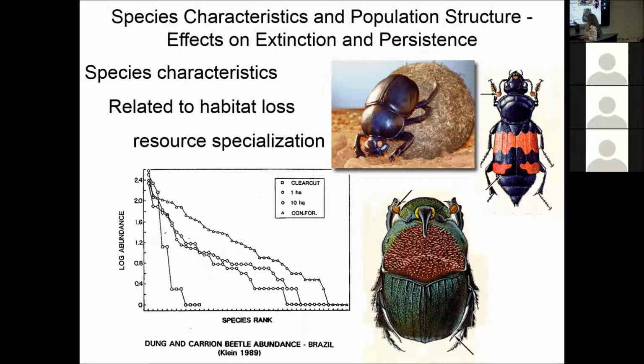The 1 hectare has fewer species than the 10 hectare, which has fewer species than the continuous forest. And so you get a loss of species, but what you're really losing are these specialist species in particular. And so that has its consequences.